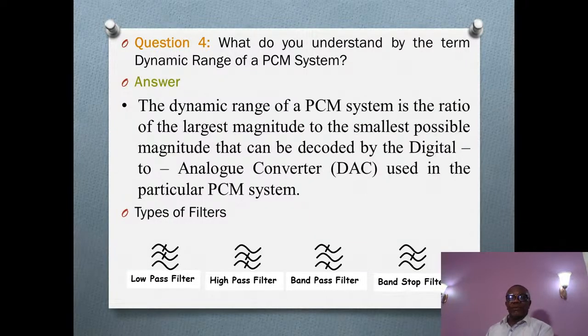So now, question 4. What do you now understand by the term dynamic range of a pulse code modulation system?